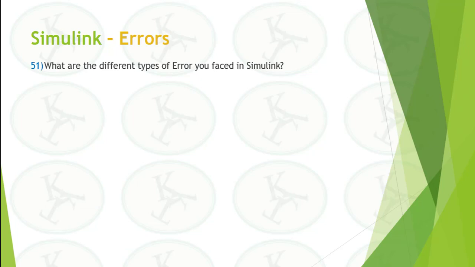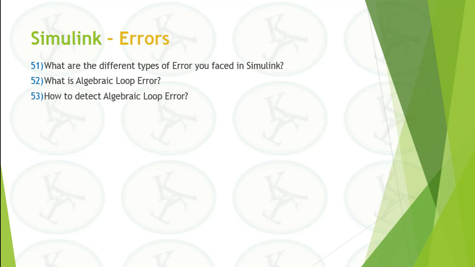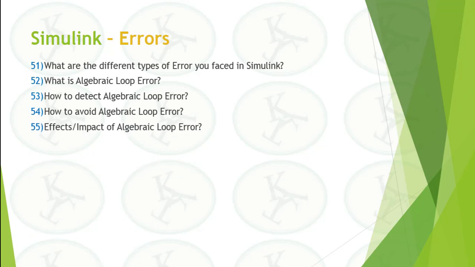What are all the different types of error you faced in Simulink? What is algebraic loop error? How to detect algebraic loop error? How to avoid algebraic loop error? Effects or impact of algebraic loop error?